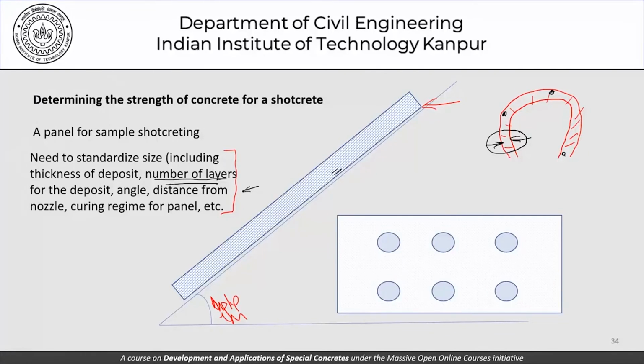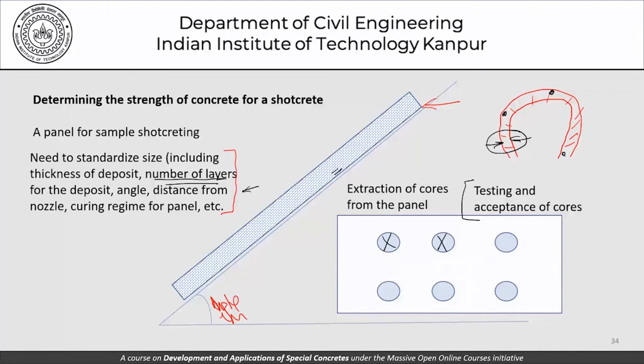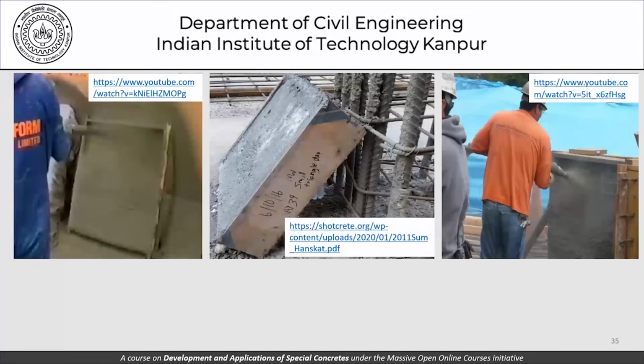Then once the panel is made, we can always take cores from these panels, and these cores can be tested for strength and acceptance. This procedure for creating the panel, taking the core and having a certain process for acceptance and certain levels of strength for acceptance, this has to be laid down and made clear in your construction methodology and the specifications for a particular shotcreting project. These pictures here show exactly that. Creation of panels in order for whatever purpose.